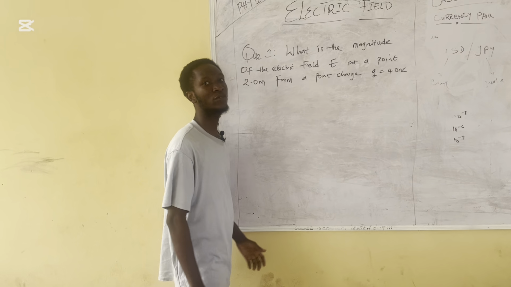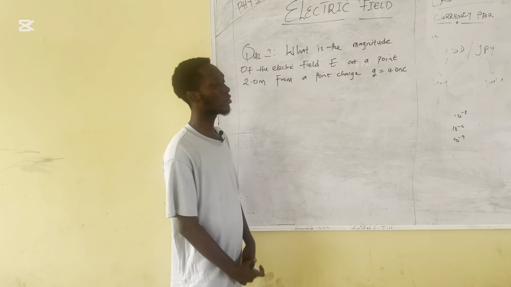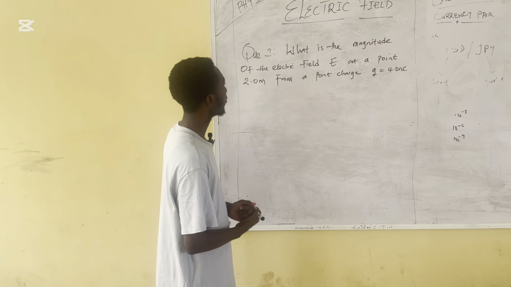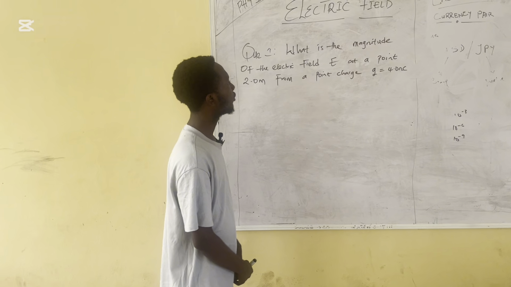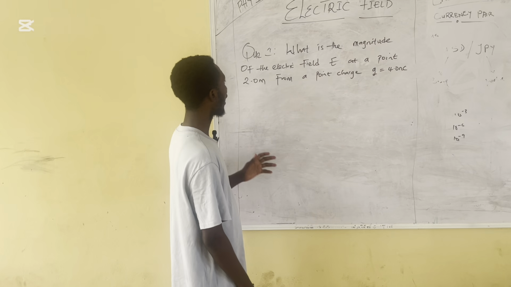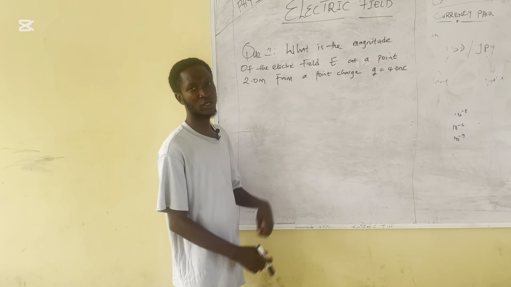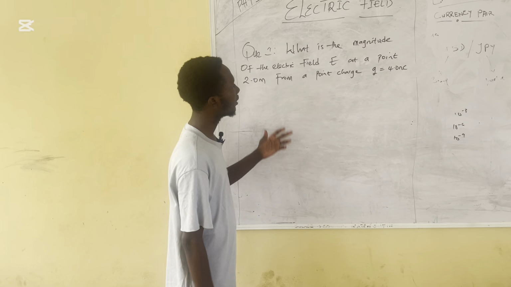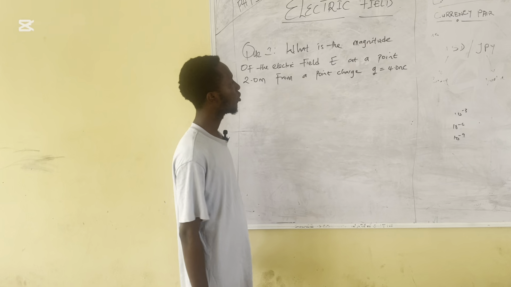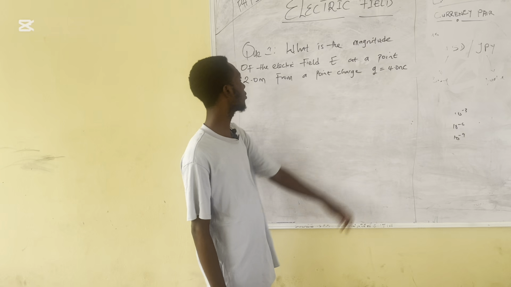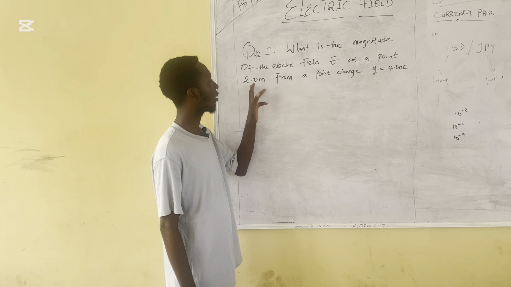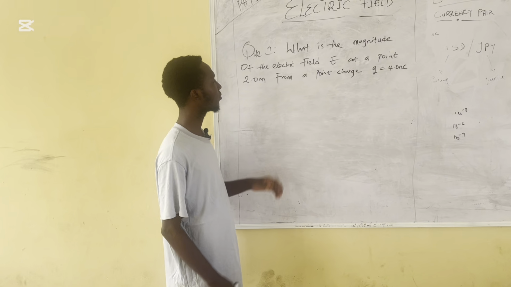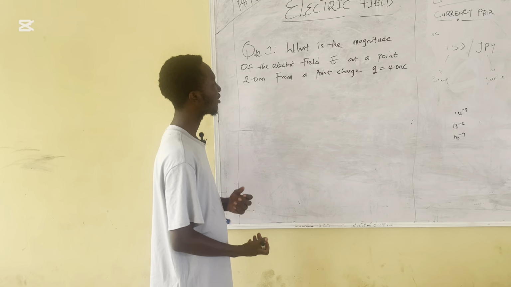So now guys, the first question to take under electric field. This is the first question we'll be taking as an example. The question: What is the magnitude of electric field E at a point 2.0 meter from a point charge Q? So we are asked to find the electric field from this point charge Q, in which the distance is 2 meters.